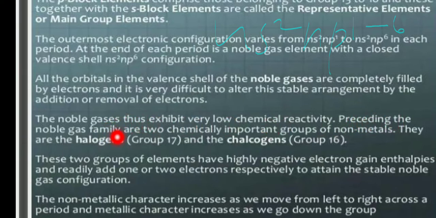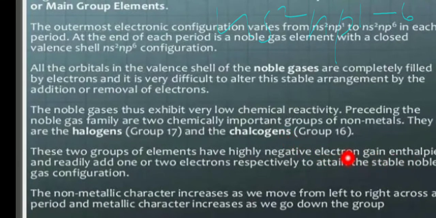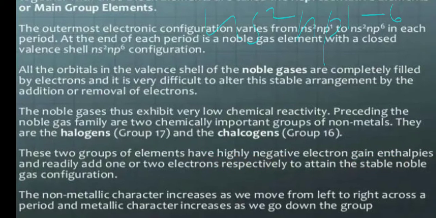Preceding the noble gas family are two chemically important groups of non-metals. These are the halogens, group 17, meaning fluorine, chlorine, bromine, iodine, and the chalcogens, group 16. These two groups of elements have highly negative electron gain enthalpies and readily add one or two electrons respectively to attain the stable noble gas configuration.